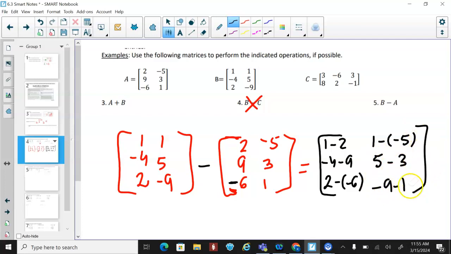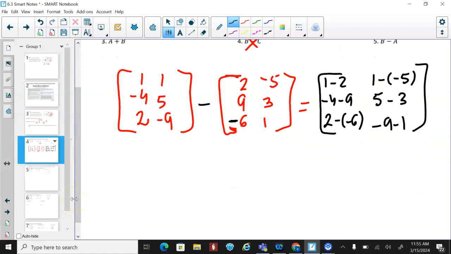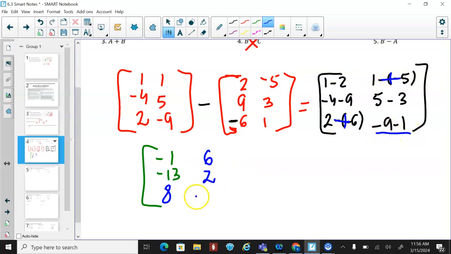And I'm just simply gonna combine them and do the operation. So 1 minus 2, it's going to give you -1. All right, -4 minus 9 is -13. 2 minus -6, this is going to become a positive. So it's going to be 8 because negative and negative makes it a positive. Here you're going to get a positive again, so you're going to get a 6. 5 minus 3, it's 2. And -9 minus 1, it's -10. And that's your answer. So whichever method you choose, it's fine.